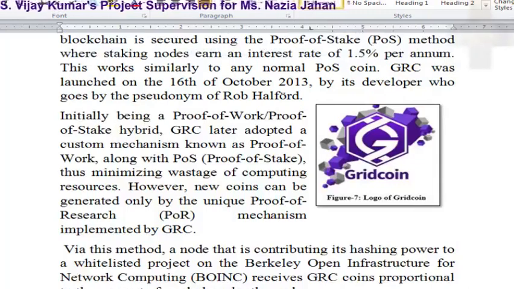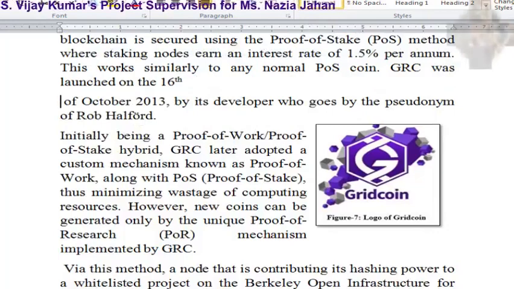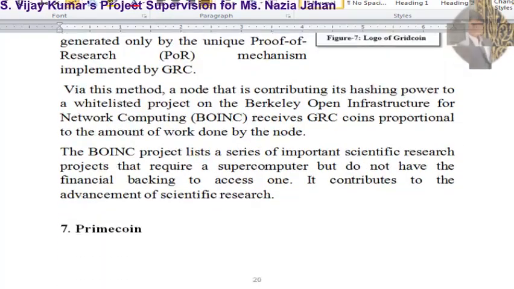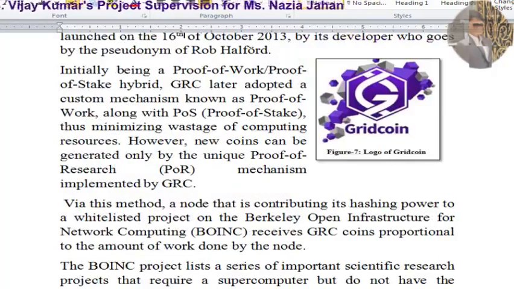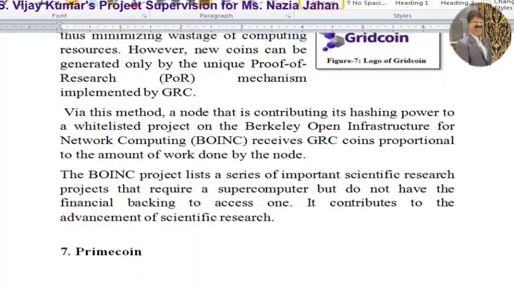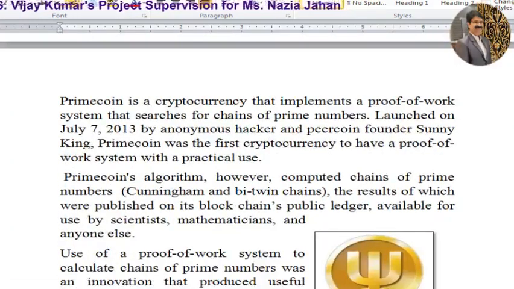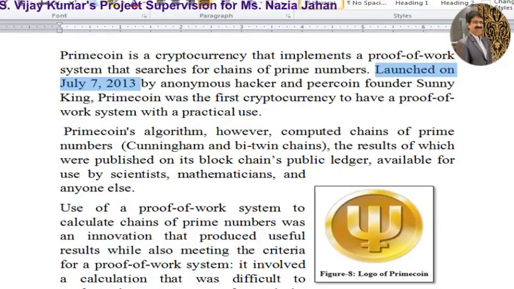GRC was launched on 16th of October. Dates may not be necessary, but fine, okay. Otherwise you can prepare a table with the name, launch date and volume of all those currencies, because we cannot talk about all the currencies. So one table for all the launch dates and so on. Here the space is gone.